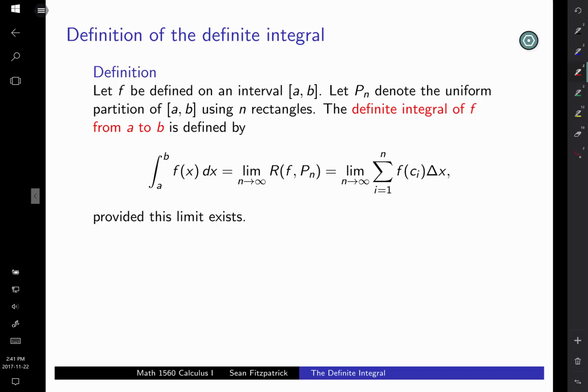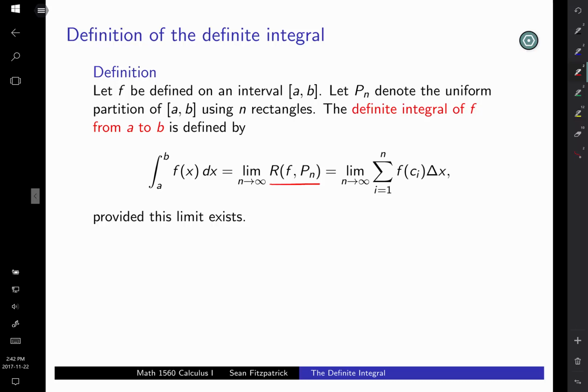So for a given n, a given interval and a given function, we construct this Riemann sum using n rectangles, a uniform partition with n rectangles. We calculate the value of the Riemann sum, and if we can express it in terms of n, the number of rectangles, then we're able to consider the limit as n goes to infinity, and we hope that this comes out to a number. If this limit exists, if it actually gives us a number, then this is our definite integral.